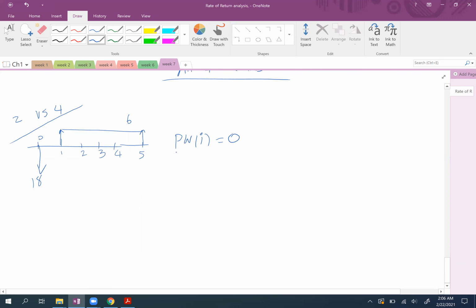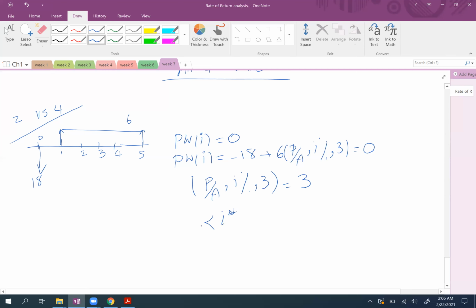In chapter 7, we learned that present worth as a function of I is negative 18 plus 6 times P given A, I% and 3. I will set it equal to 0. So P given A, I% and 3 is equal to 3. Again, you walk over different tables, you will see that I star is between 18 and 20%.